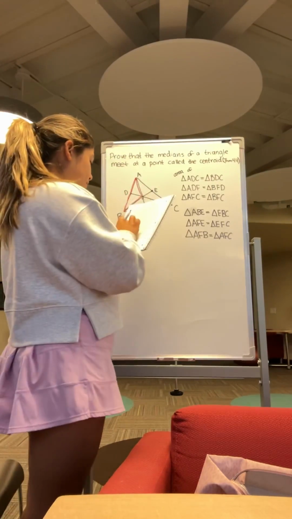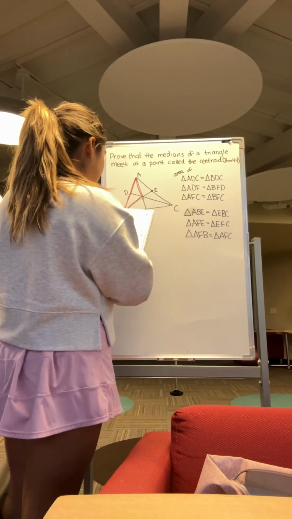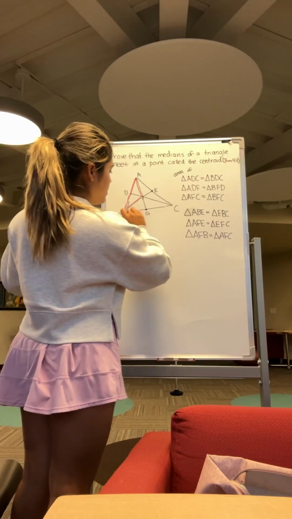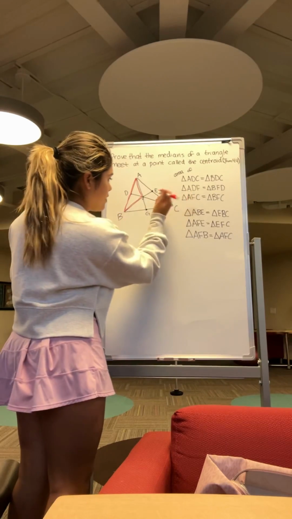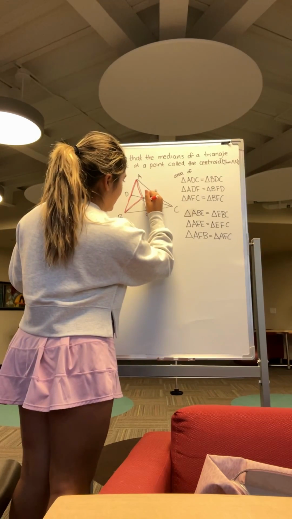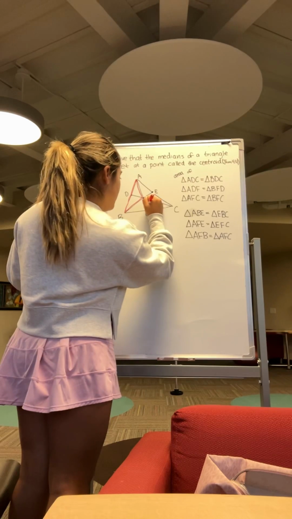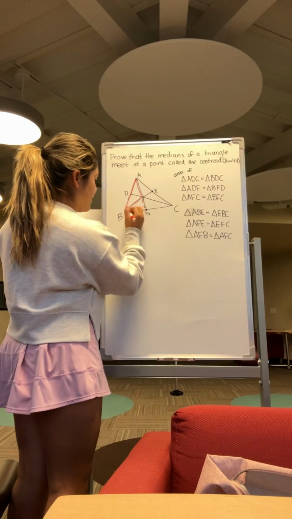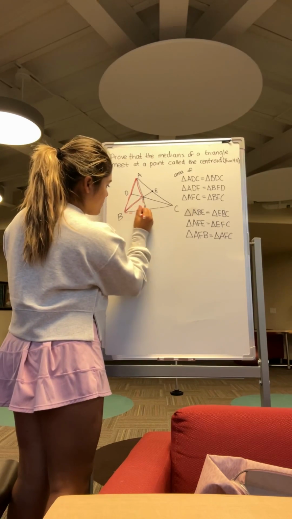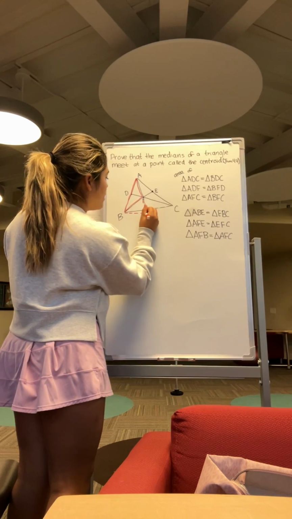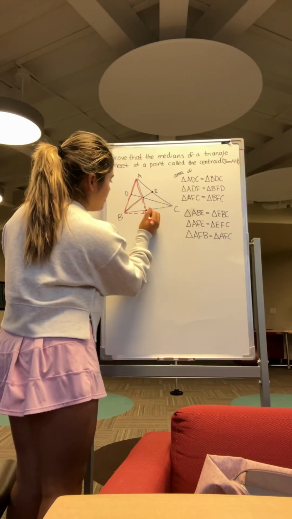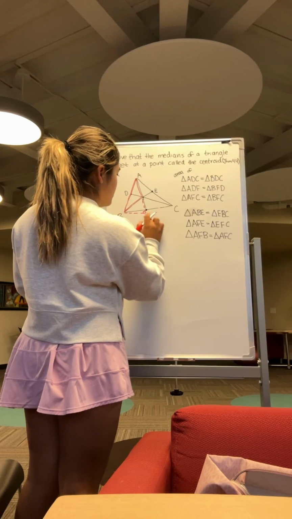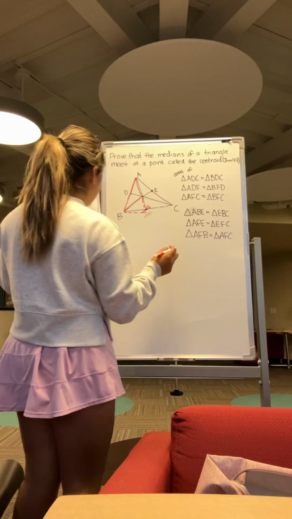We must extend AF to make a right angle with B. So this line kind of goes upward, so we'll just extend AF to make a right angle with angle B. Like that. And let me make this slightly smaller. Put this point G right here.